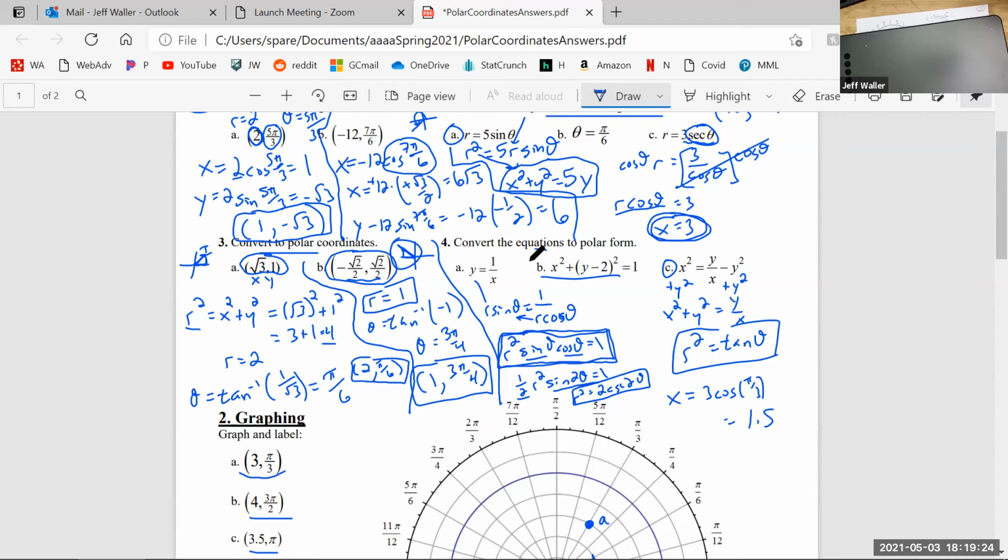Now, what do you guys think I need to do with part B? What do you think I need to do here? What should I do with this? Shift 2. No. I'm not trying to graph the circle. I'm trying to convert to polar form.